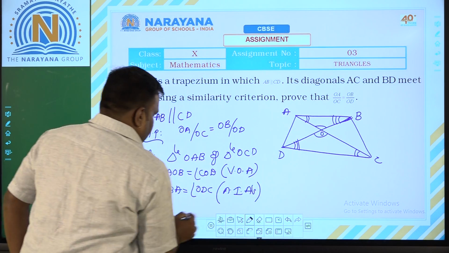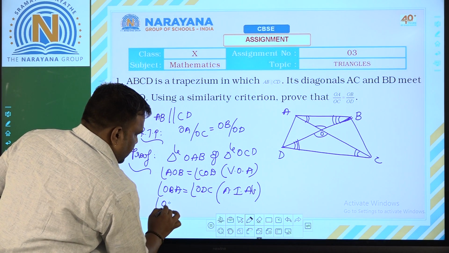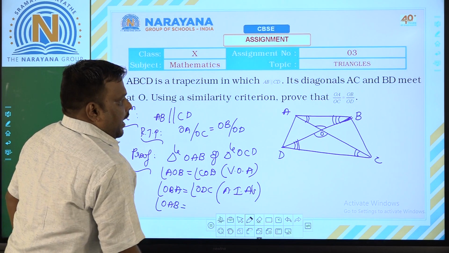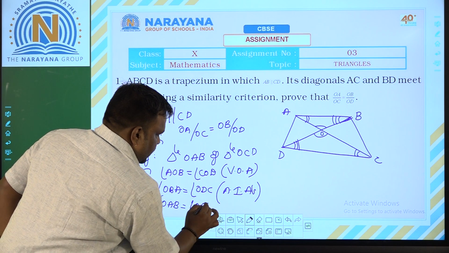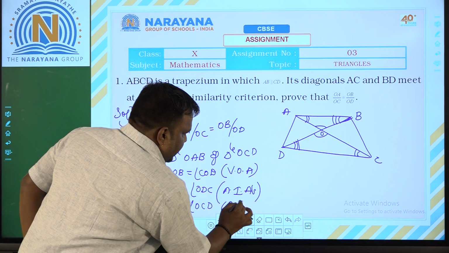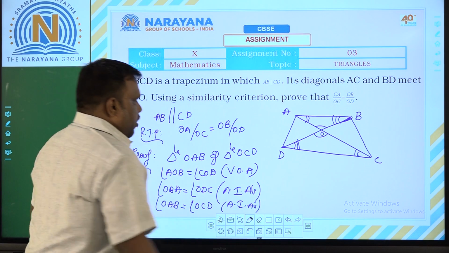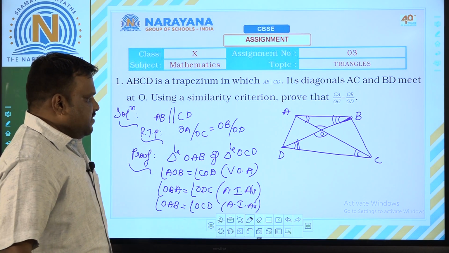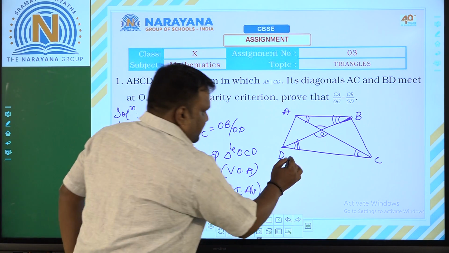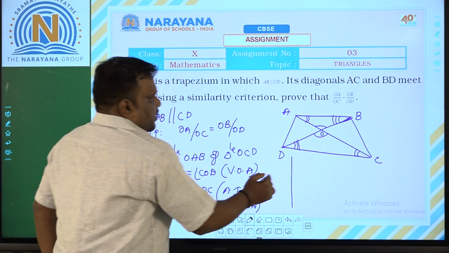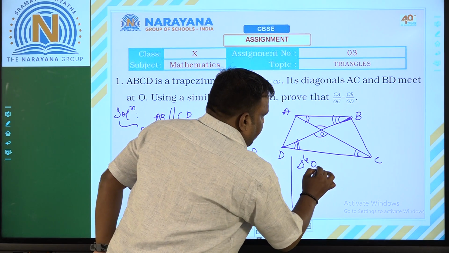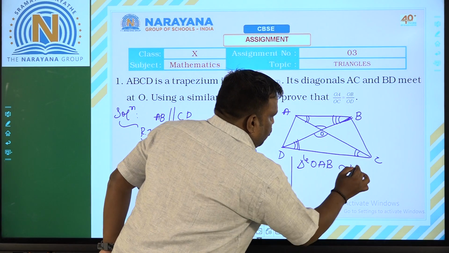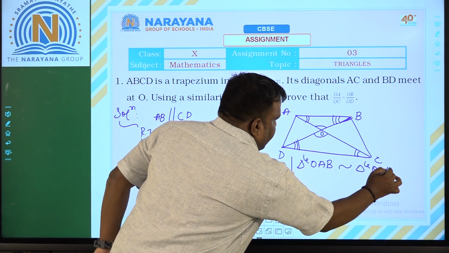Angle OAB is equal to angle OCD, the same way, alternate interior angles. So according to this, you see here three angles are equal. Therefore, according to AA similarity, we can write that triangle OAB is similar to triangle OCD.